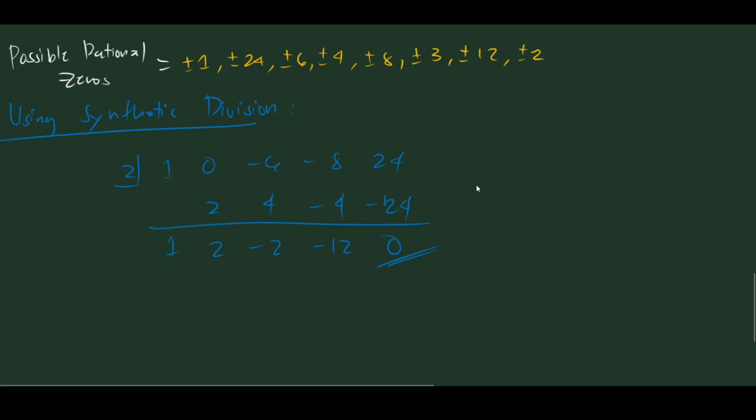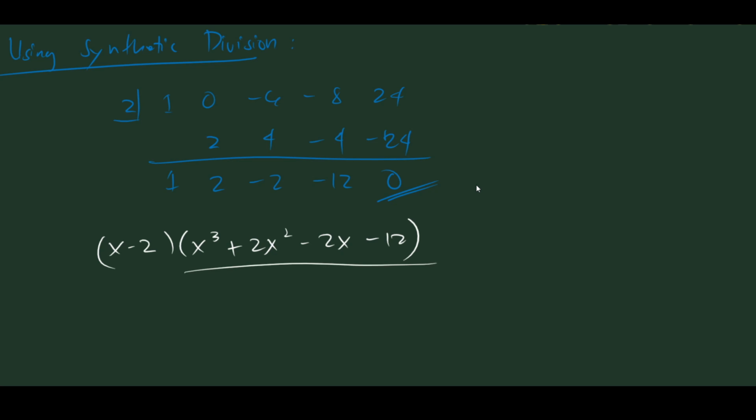We now have x minus 2 multiplied by x cubed plus 2x squared minus 2x minus 12. This is now the other factor, and this is all equal to 0. So now we are left with the same kind of problem again, with an x cubed. Are we going to do the same method again?